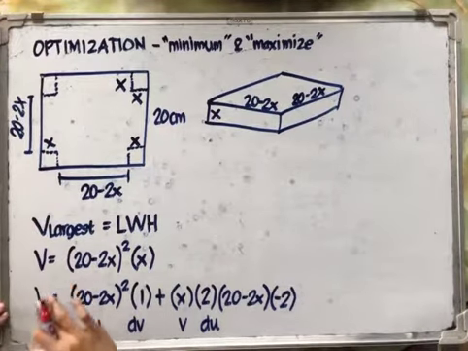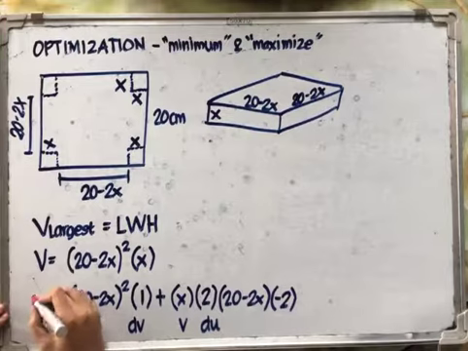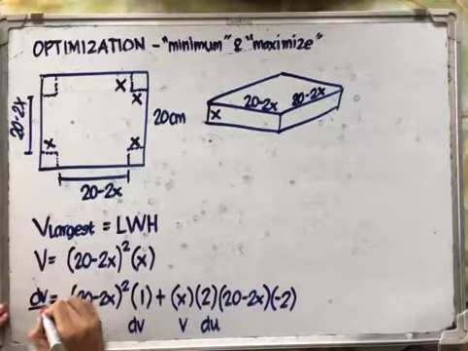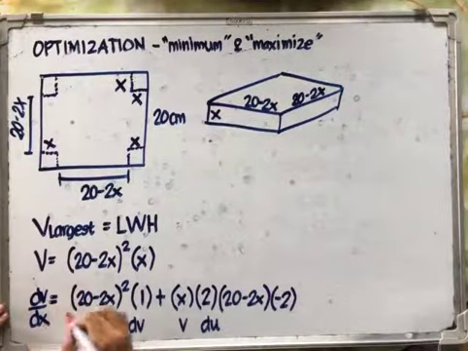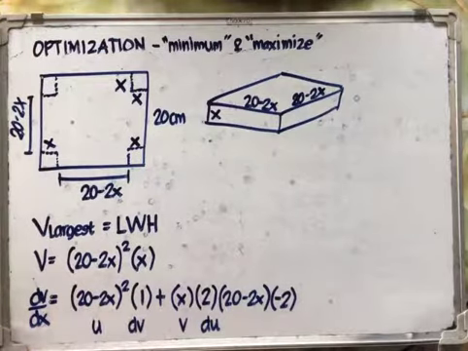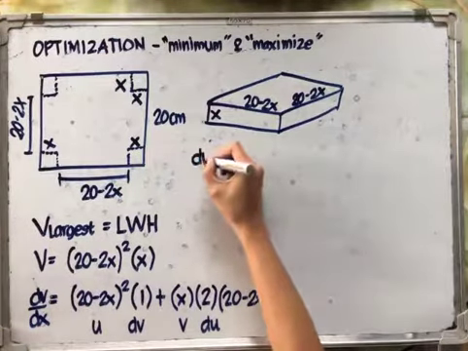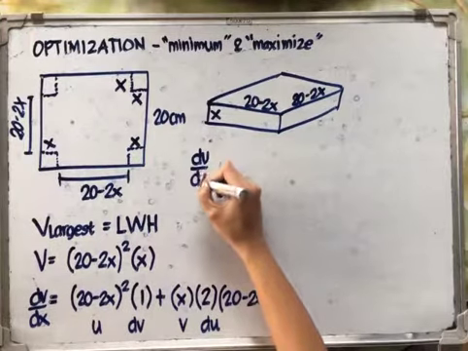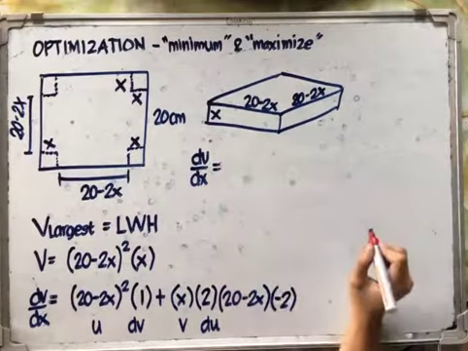This should be, by the way, dv over dx, no? I'm sorry, dv over dx. Kasi nagdi-differentiate ka na dito. Okay? So, we need to simplify it now. dv over dx natin is how much?